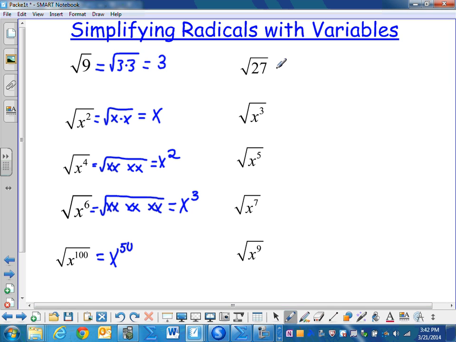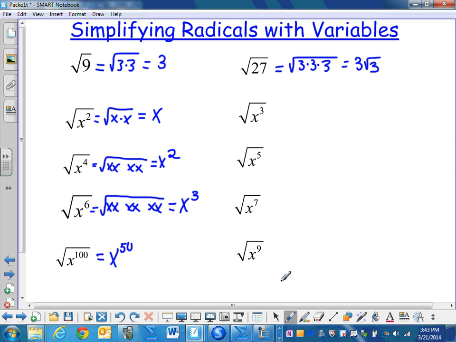So let's look at the square root of 27 to start with. The square root of 27 can be written as the square root of 3 times the square root of 3 times the square root of 3. There's one pair of 3's underneath the radicand that can be taken out from under. So instead of writing the square root of 3 times 3 times 3, the simplified form is 3 square roots of 3. So we've taken one pair out and left the remainder underneath.